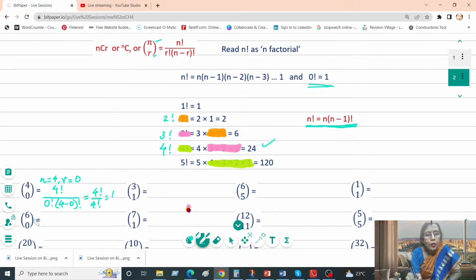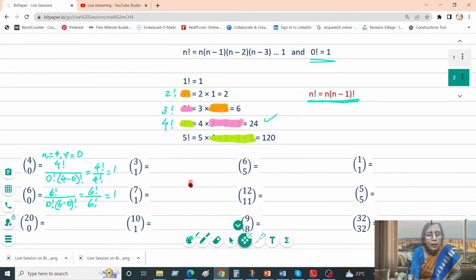Coming to 6C0, where n is equal to 6 and r is equal to 0. The numerator is n factorial, so it will be 6 factorial over r factorial, that is 0 factorial, times 6 minus 0 factorial. And 0 factorial is 1 and 6 minus 0 is 6. So it is 6 factorial over 6 factorial. Doesn't matter what is the value of 6 factorial. The numerator value and the denominator value, they are the same. So the final answer will be equal to 1. Okay.